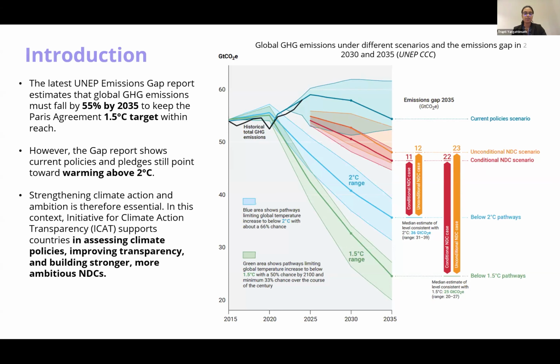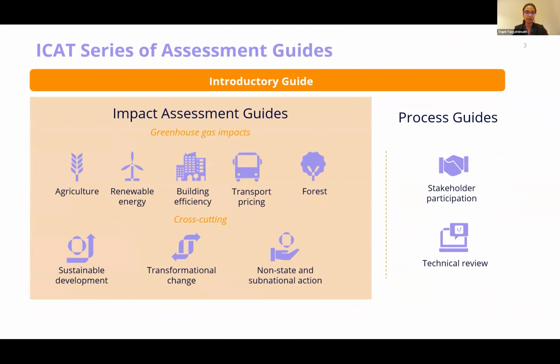This is where ICAT's resources can play an important role. ICAT supports countries in assessing the impacts of their policies and actions, and this will help strengthen transparency, effectiveness, and overall climate ambition. ICAT has developed a comprehensive set of methodologies to help countries assess the impacts of their climate policies and actions.